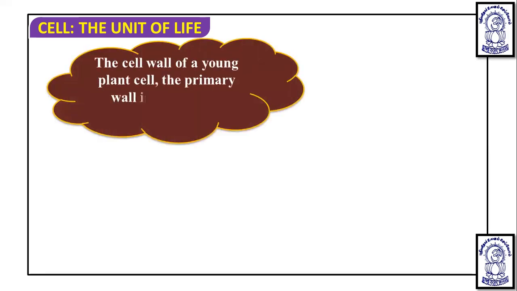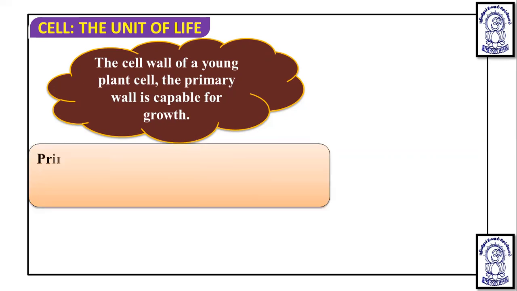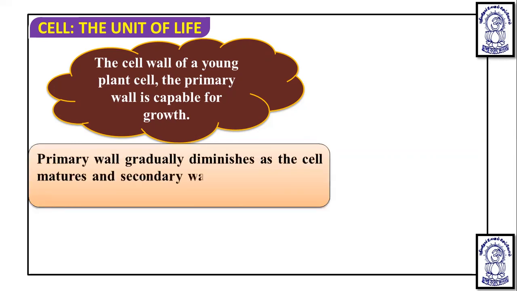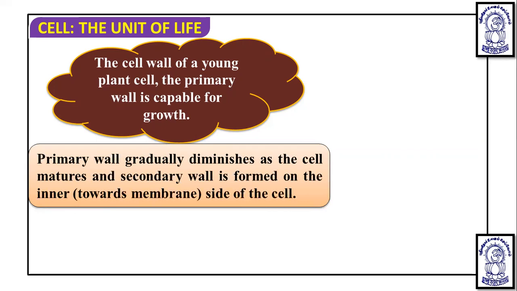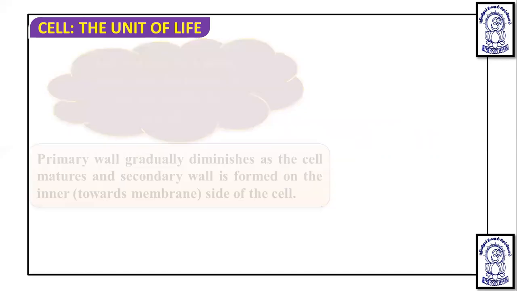Now, in the cell wall of a young plant cell, the primary wall is capable of growth. The cell wall is of different types: primary, secondary, tertiary. The outermost layer of the cell wall is considered the young cell wall or primary cell wall, which is capable of growth. The primary wall gradually diminishes as the cell matures. And the secondary wall is formed on the inner side of the cell wall. So the primary cell wall is on the outer side, and inner to that you will see the presence of the secondary cell wall.